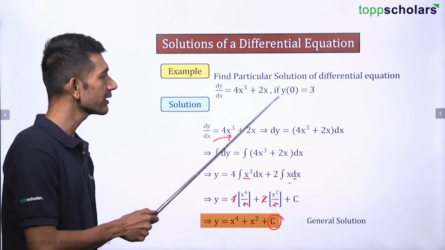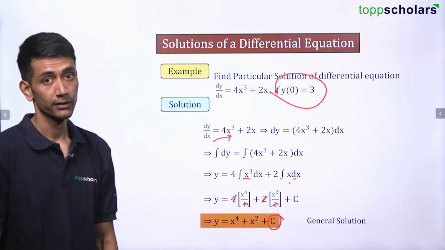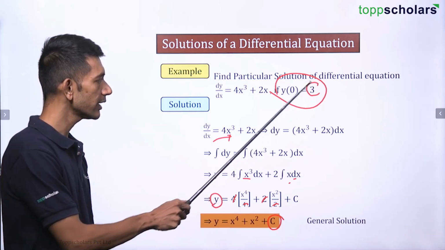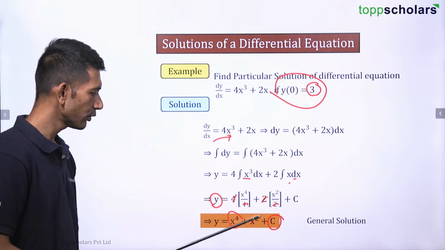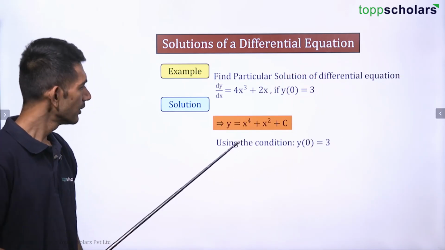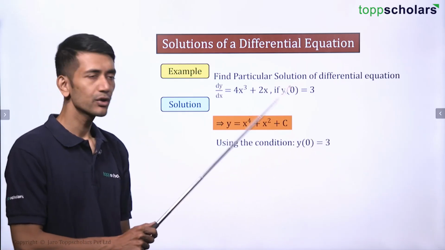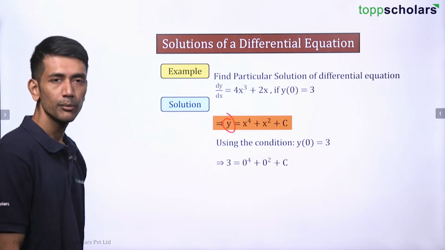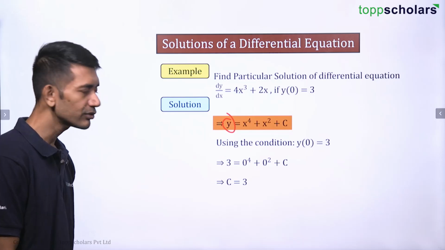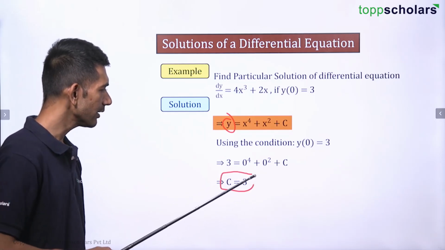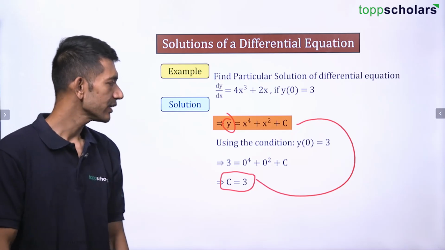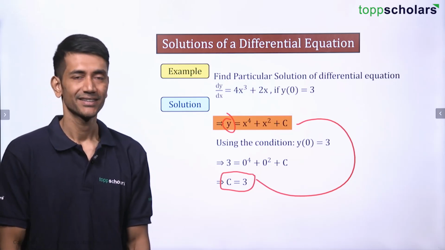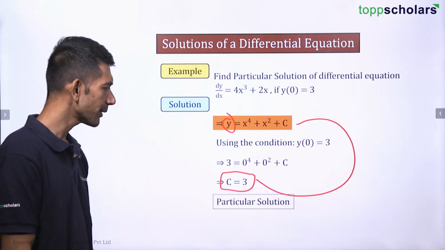To find out c, it is given that y of x, that is y of 0 is equal to 3, right? So instead of y, you will put 3. Instead of x, you will put 0. So 3 is equal to 0 raised to 4 plus 0 square plus c. So c is going to be 3, right? Once you get the value of c, you put it in, and you get x raised to 4 plus x square plus 3, and that is your final answer, right? So this is the particular solution.